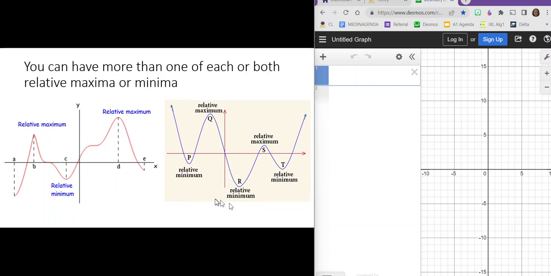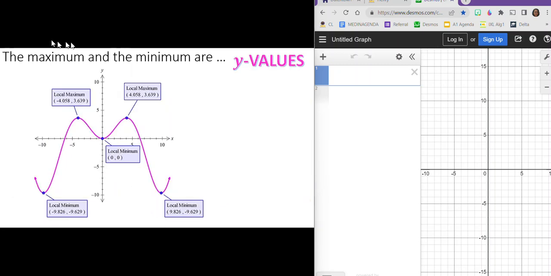In this graph here on the right-hand side, this is the left and this is the right. You can see that there's two maxima and there's three minima. 1, 2, 3. The maximum and the minimum are the y values, right? So if you look at this graph and there's two maxima, the y values are going to be 3.639. And since it's the same value, we only report it once. The relative maximum is y equals 3.639.